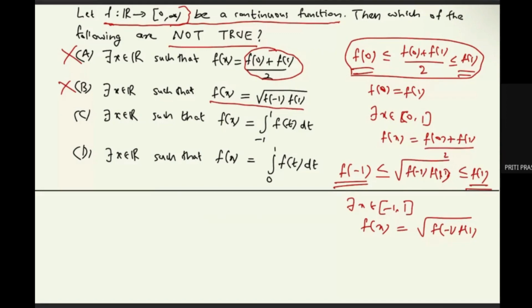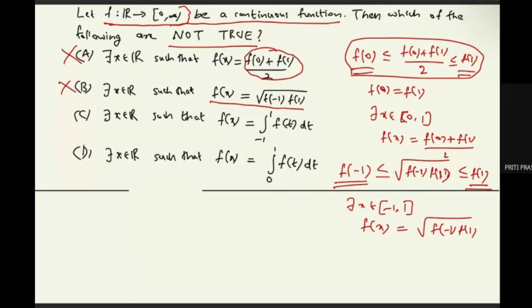Similarly, what is the root of the product of numbers? That is the geometric mean, right? Root of AB. So it always lies between A and B, right? That is what we are using basically. So what about the third and fourth options?